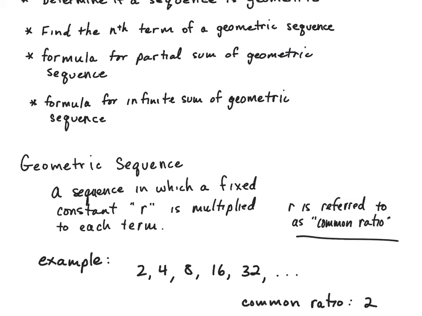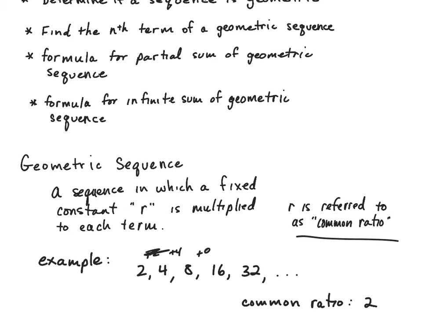So as long as you're multiplying the same value to each subsequent term, and that value could be greater than 1, it could be less than 1, then the sequence is considered a geometric sequence. You can see, for an example, the sequence I have written: 2, 4, 8, 16, 32. We're not adding the same value every time, because here we would be adding 2, then we're adding 4, then we're adding 8. So we know it's not arithmetic.